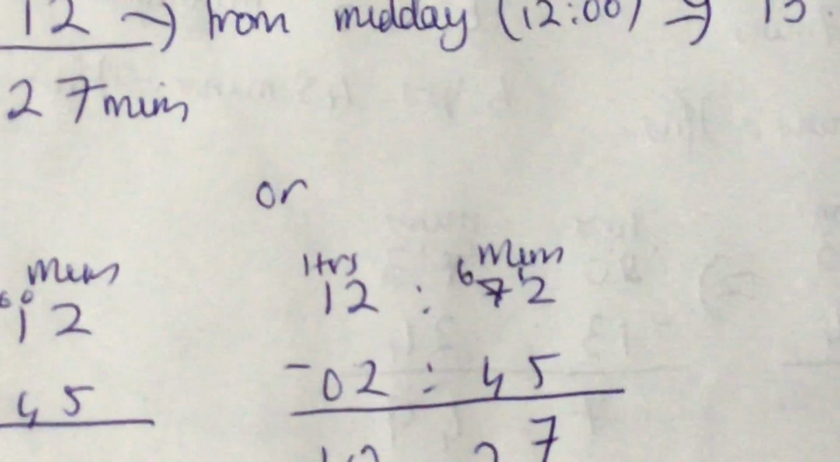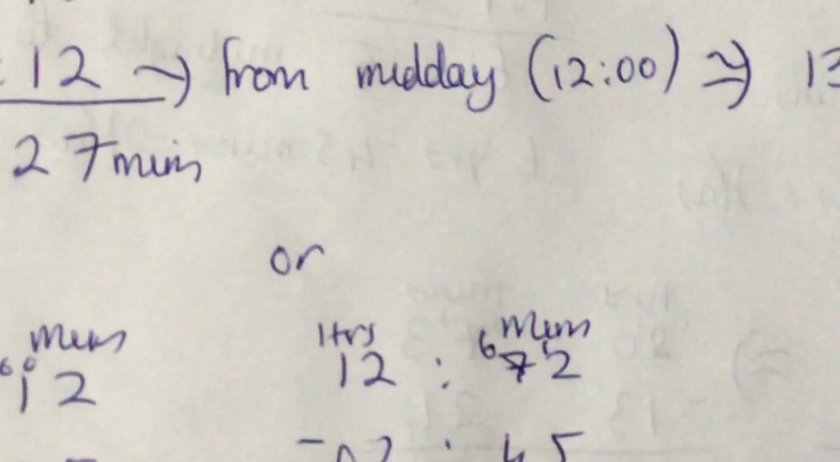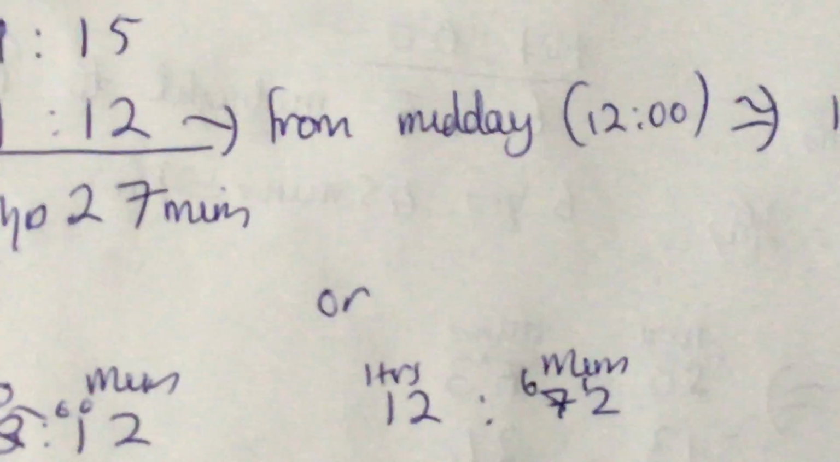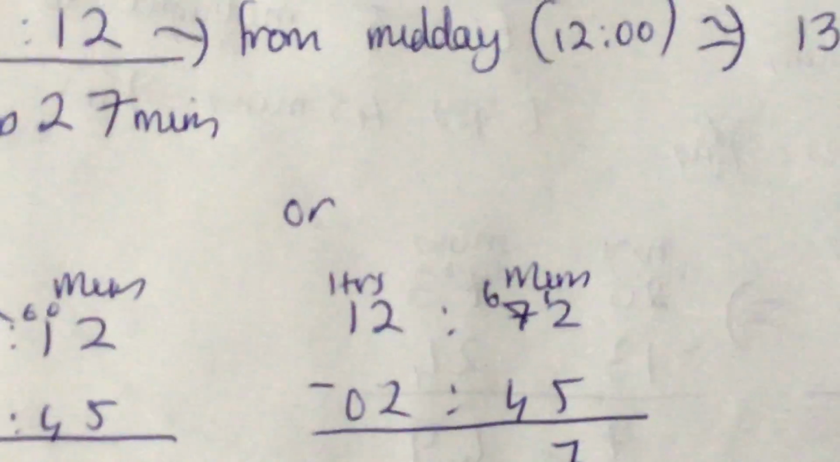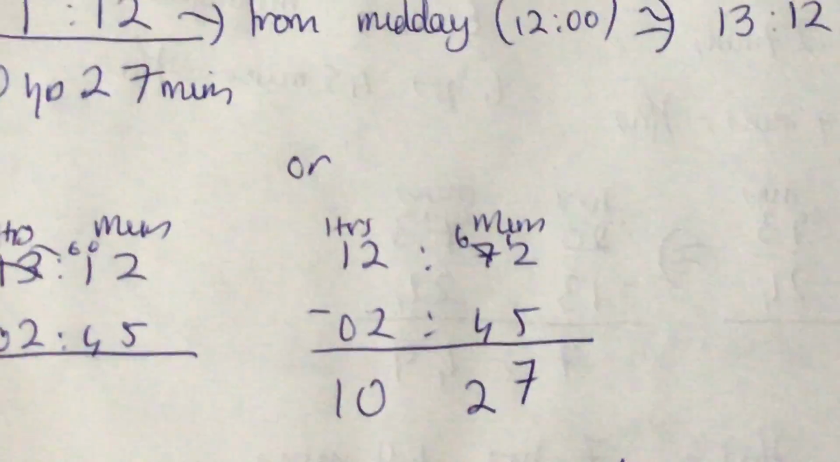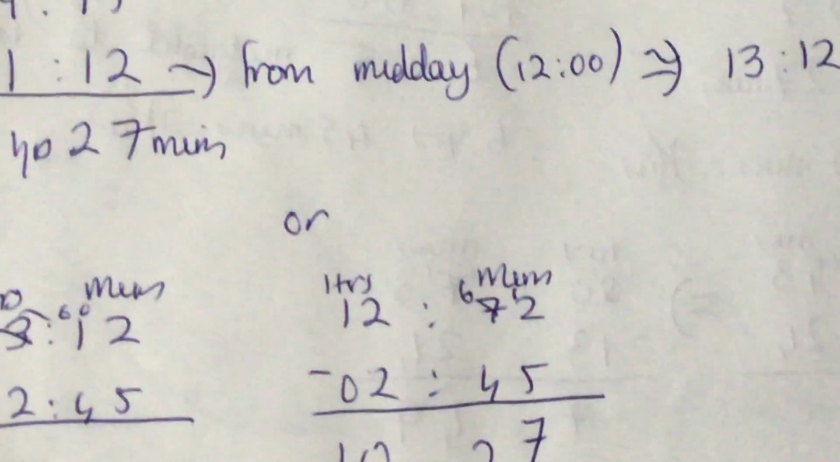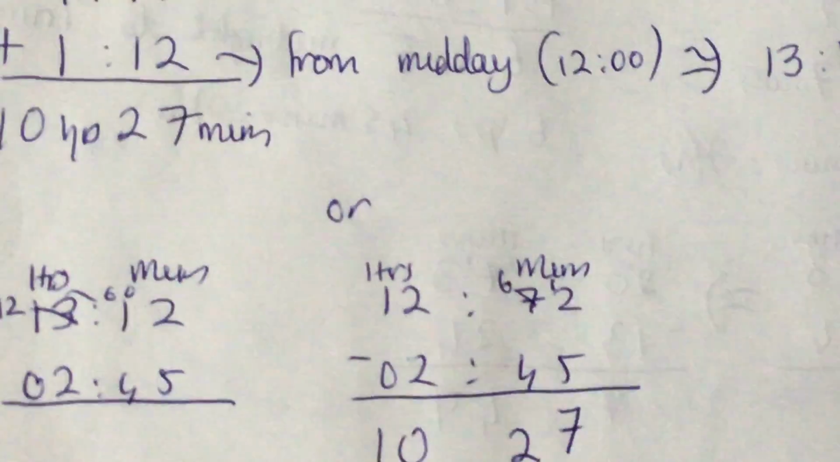You would never see 12 hours and 72 minutes. It makes no sense, because in 72 minutes, there's an hour and 12 minutes. And you bring that hour over and you'd end up with 13 hours and 12 minutes. But I am doing this for subtraction purposes only. And then because 72 is bigger than 45, it's a straightforward take away.